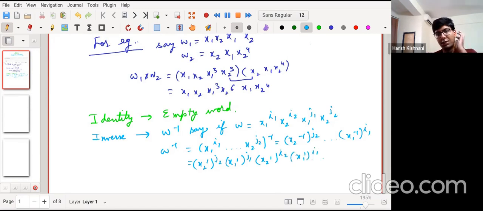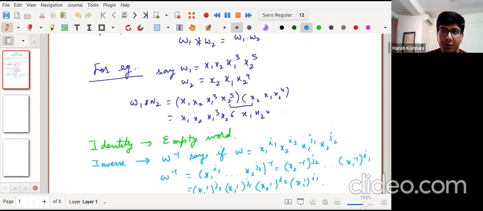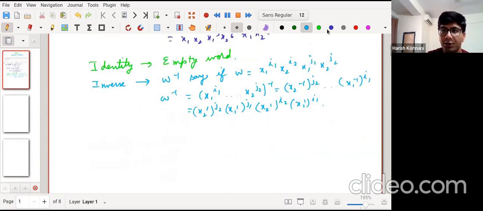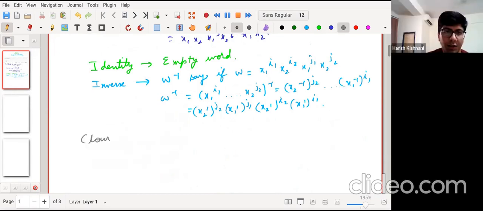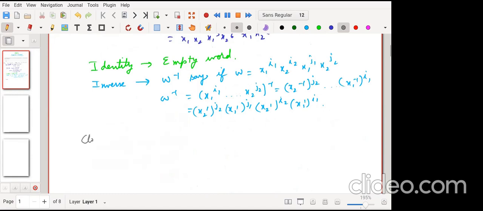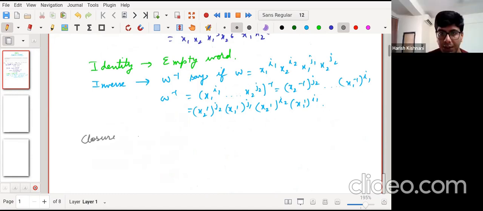So associativity is already there. Closure is also there. Okay. Closure follows from the equivalence property, right? Closure and associativity are also there.